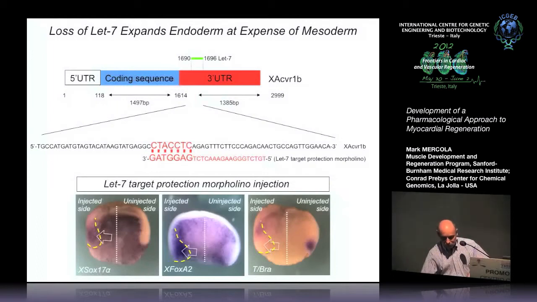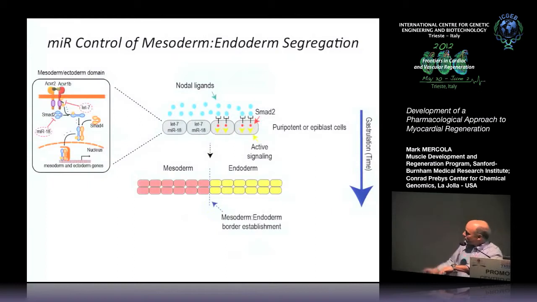And he's done this with many other markers. Okay, so this is the idea that presumptive embryonic cells that don't know whether they're going to be mesoderm or endoderm are patterned by the expression of LET7 and miR-18. And those then block the responsiveness to nodal, giving you the difference between mesoderm and endoderm.